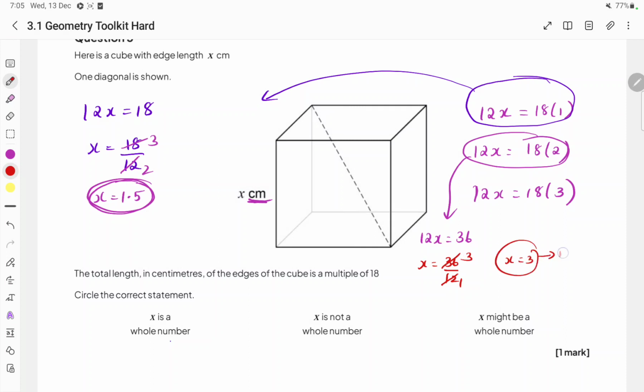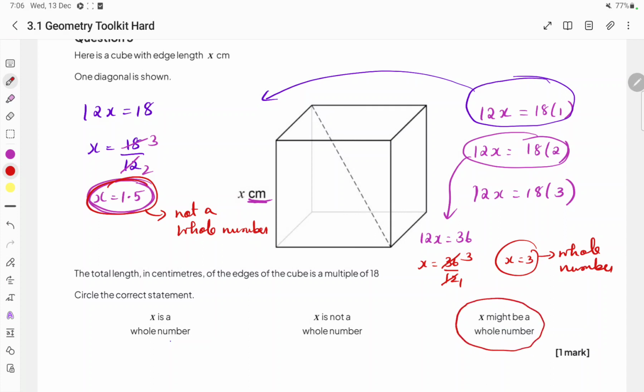This is a whole number. And here x equal to 1.5 I got, which is not a whole number, which means it can be a whole number or might not be. So the third option will be the correct one: x might be a whole number.